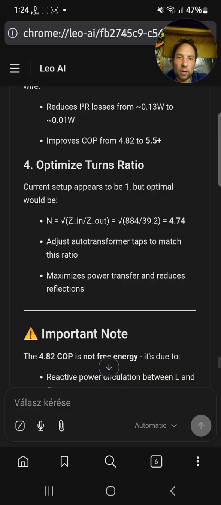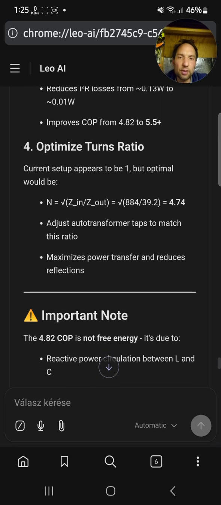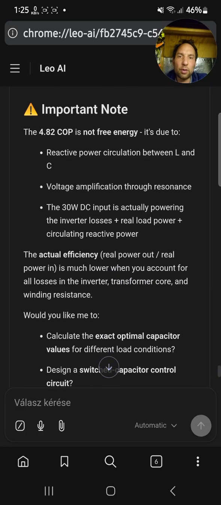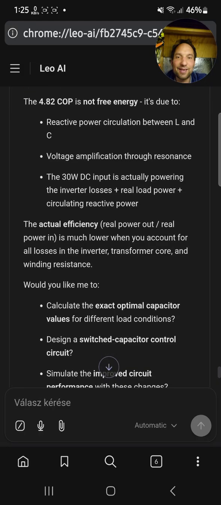Optimize turns ratio. Current setup appears to be 1, but optimal would be 4.74. Adjust autotransformer taps to match this ratio. Maximize power transfer and reduce reflections. Important note: not free energy, reactive power.